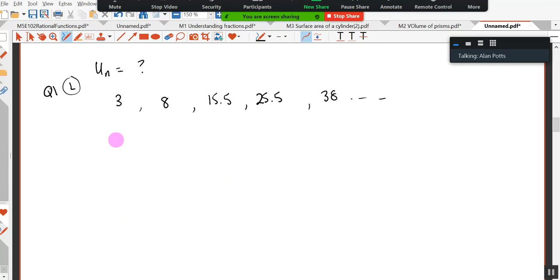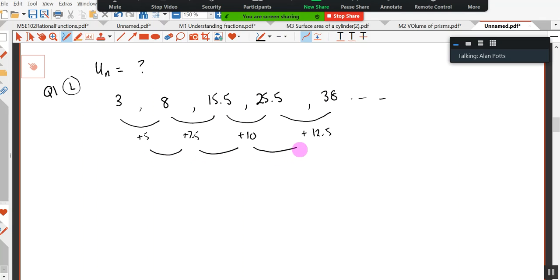Okay, so first off, we still need to work out what the numbers are. So I'm going to go for 3 to 8 is plus 5. 8 to 15.5 is what? 7.5. Okay, 15.5 to 25.5 is plus 12.5. Okay. The second line of difference is the same for both ways, plus 2.5.